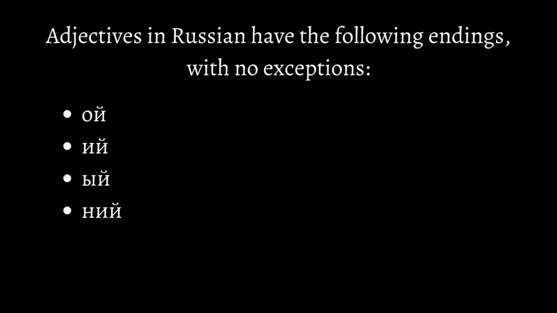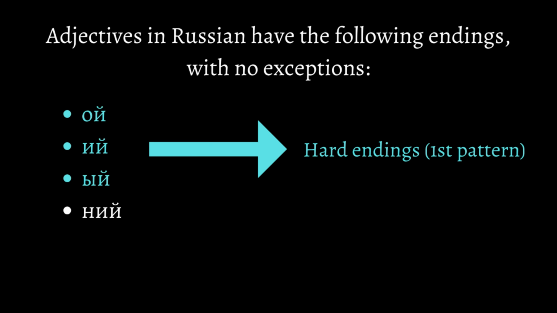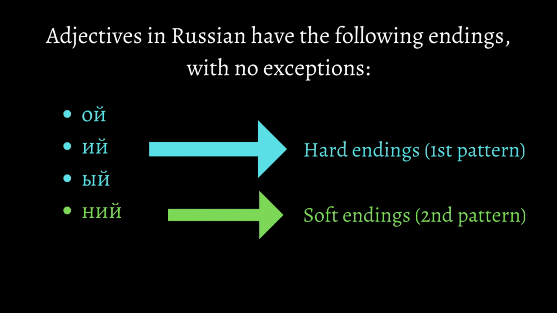Any type of adjective in Russian has the following endings in the word, meaning that there are no exceptions: oi, i, and ni. The endings oi, I, and I are the endings that you'll find within hard adjectives, and they have the first modification pattern to match the gender, case, and plurality. Adjectives that end in ni have the second modification pattern, likewise matching the gender, case, and plurality.